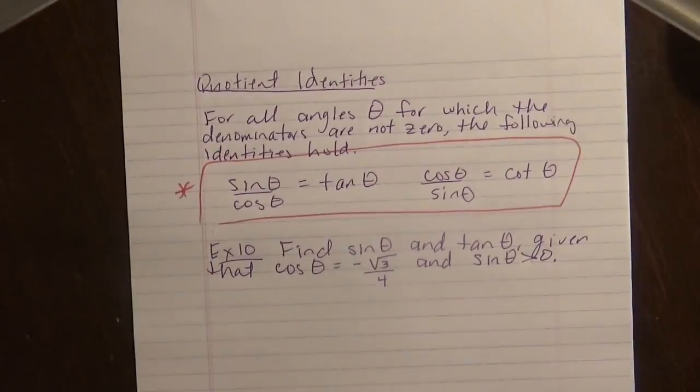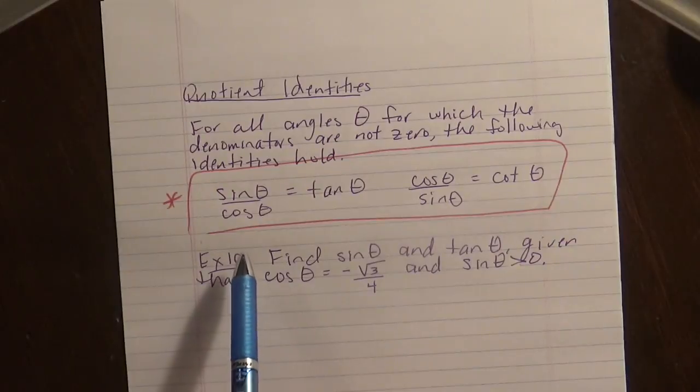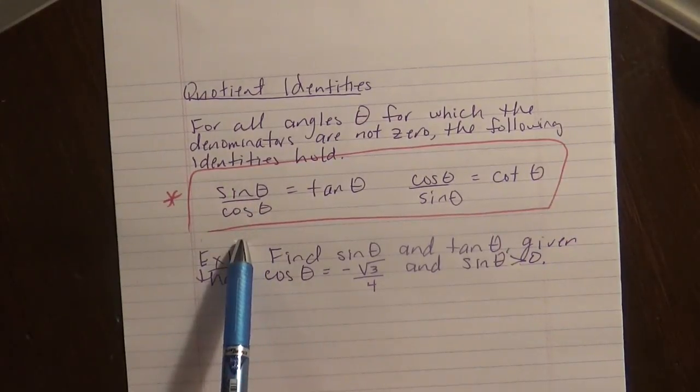Okay, we've also got quotient identities. These have to be memorized also, but to me, they're easier. I can't really say why they are, but since I know that tangent equals y over x, I associate sine with y, I associate cosine with x, so that one to me is not as hard to remember.